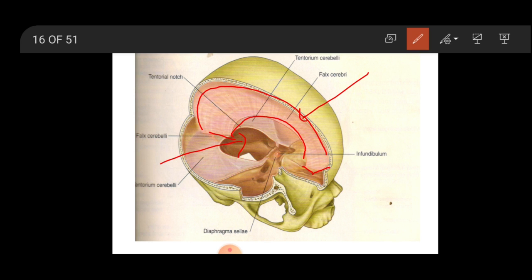Anteriorly it is attached to the frontal crest of the frontal bone and the crista galli of the ethmoidal bone. Superiorly it is attached to the midline of the vault as far as the internal occipital protuberance. Inferiorly it is free anteriorly, and posteriorly it is attached to the tentorium cerebelli. This is the attached margin of the falx cerebri, and this is the free margin of the falx cerebri.